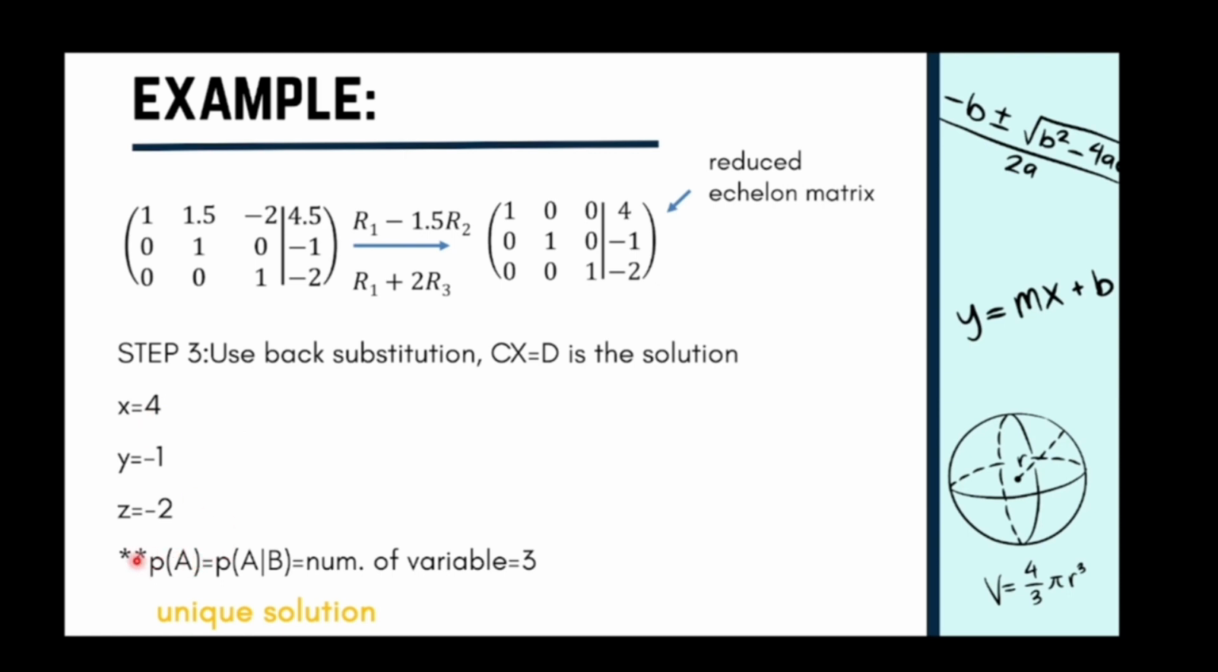As before, the rank of matrix A is equal to the rank of the augmented matrix AB, which is equal to the number of variables, which is 3. So it is also a unique solution.